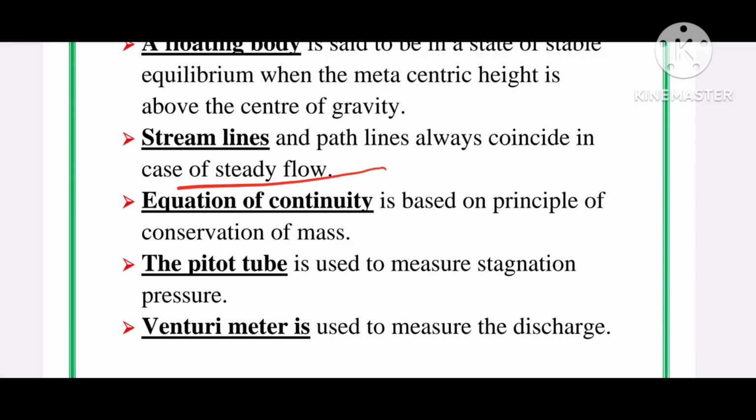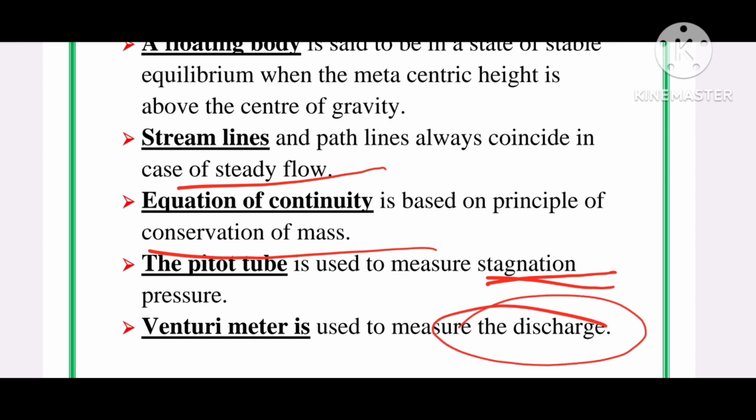Next point, the equation of continuity is based on the principle of conservation of mass. Next point, pitot tube is used to measure stagnation pressure. Next, venturimeter is used to measure discharge.